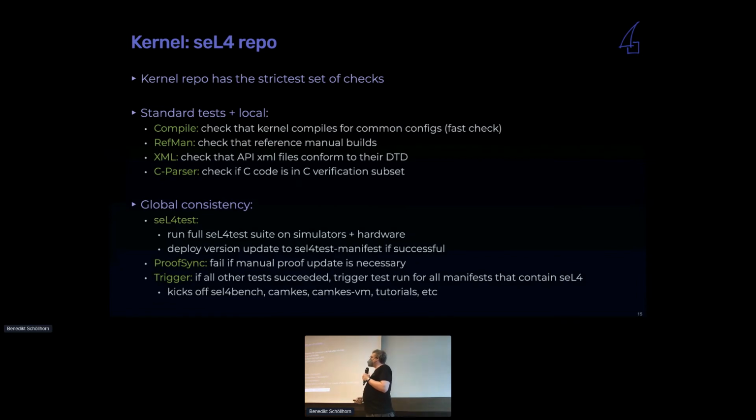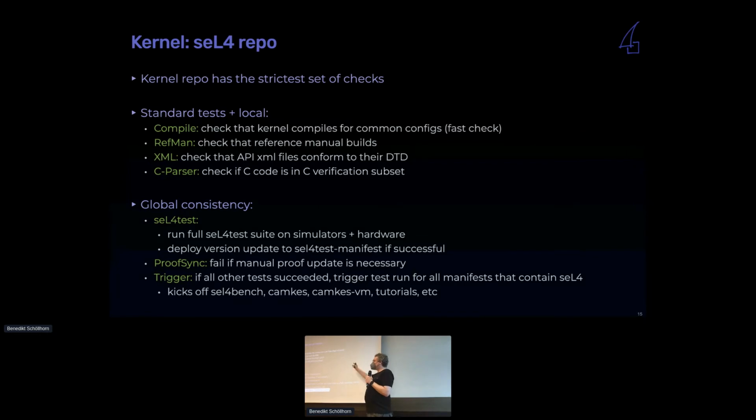From the other end, the more expensive ones, well, the main expensive one is seL4 test. So for any change on seL4, it will run the full test suite. It will do the proofsync check. And then if all of this has succeeded, well, actually, this one doesn't have to succeed, but if all of the rest has succeeded, it will trigger the global tests of all manifests in which seL4 occurs. And that is all of them.